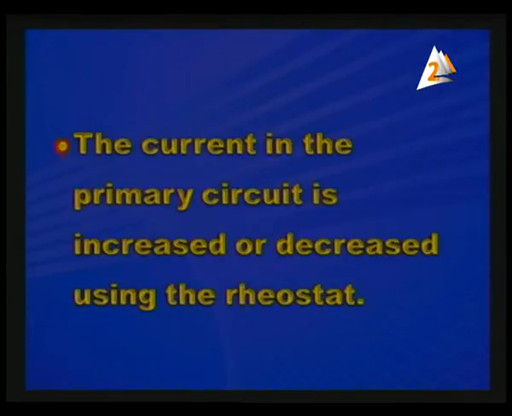Also, the current in the primary circuit is increased or decreased. The question is how to increase or decrease it. Yes, of course, it's all easy by using the rheostat. And these are the third and fourth methods, by increasing or decreasing the current flowing in the primary coil.